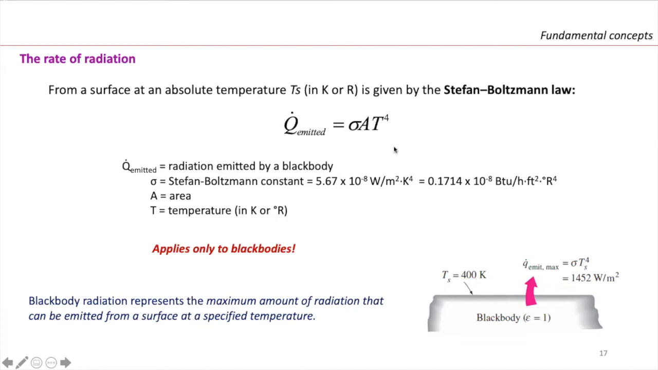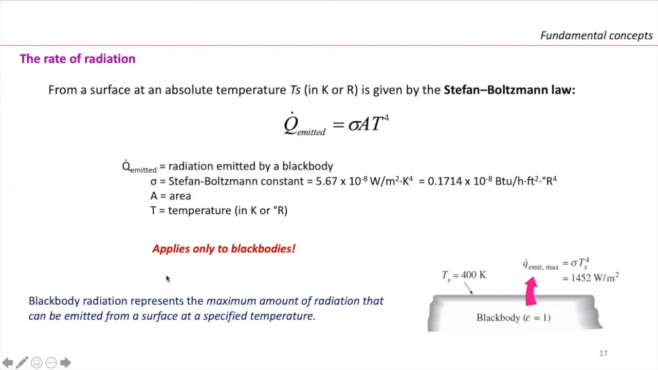However, this equation that I'm showing in this slide, that is heat transfer emitted equals Stefan Boltzmann constant times the area times temperature absolute to the fourth, applies only to black bodies. What is a black body? A black body is an idealization, okay? So this equation is only applied for the ideal case of a black body.